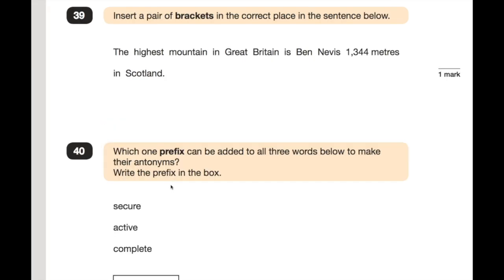Number 39 is asking us again to insert a pair of brackets for parentheses. The highest mountain in Great Britain is Ben Nevis, 1,344 metres, in Scotland. This is the extra bit of information here.